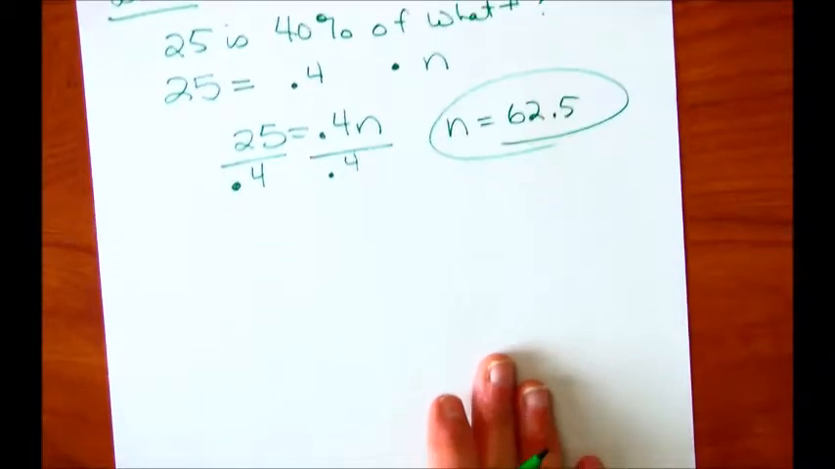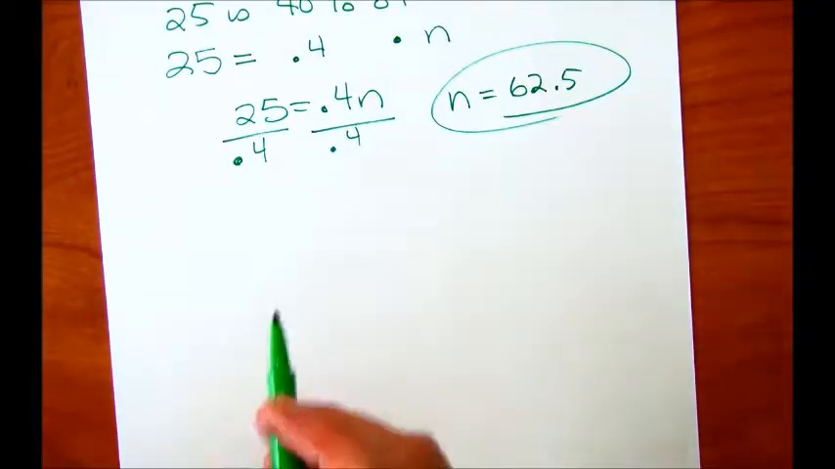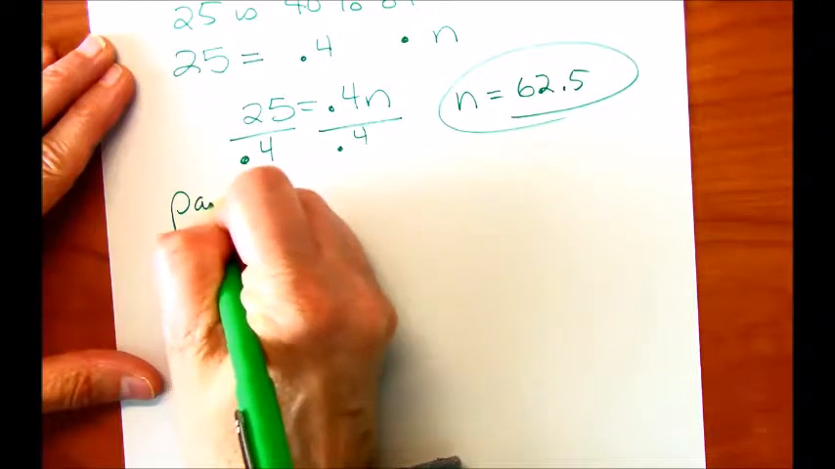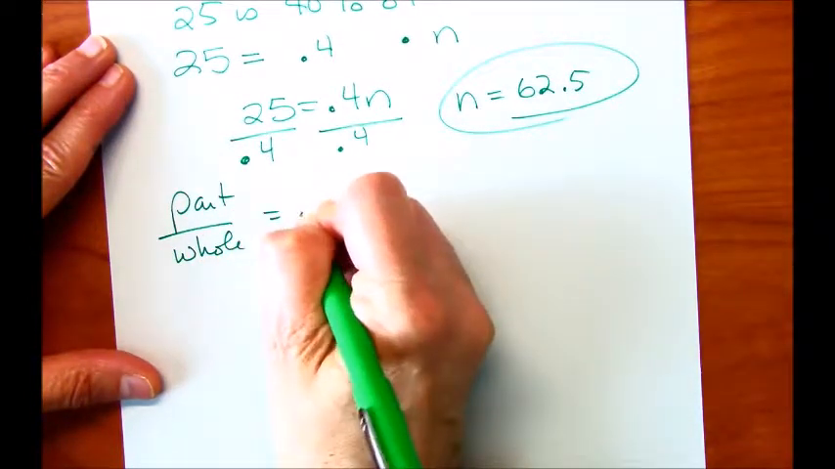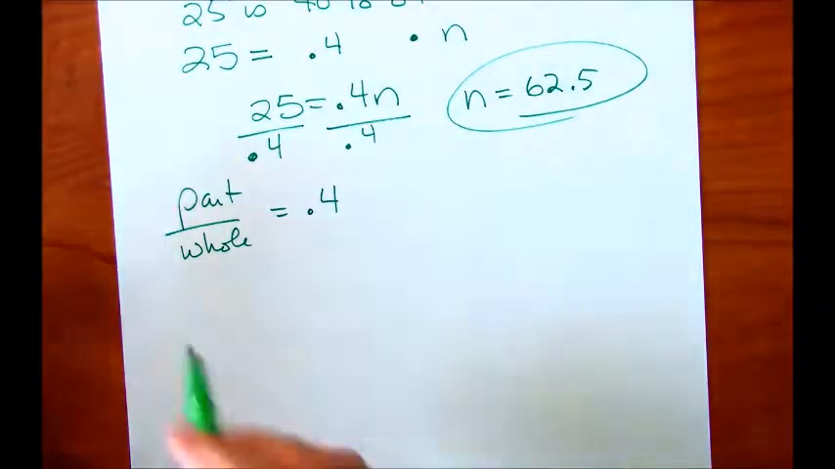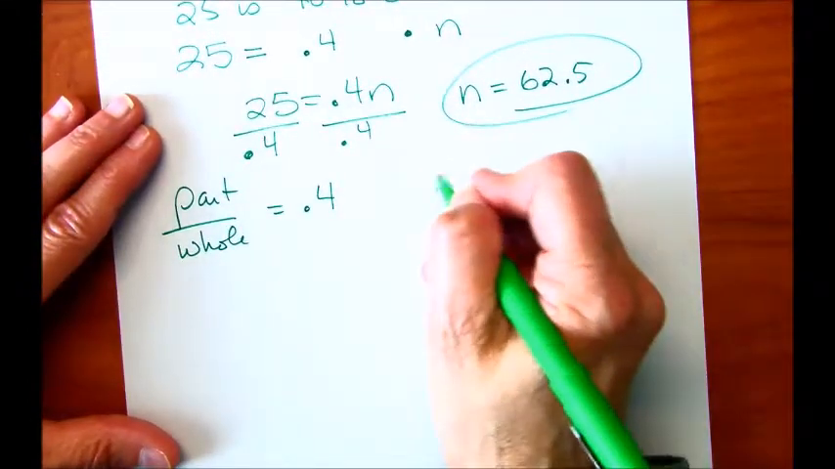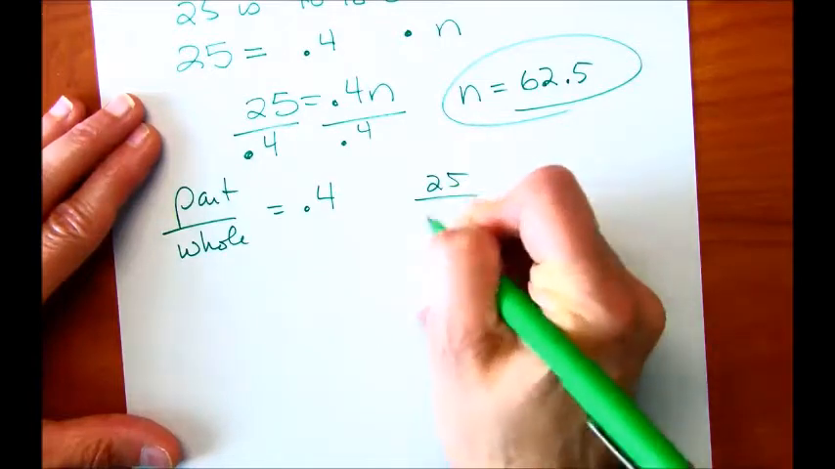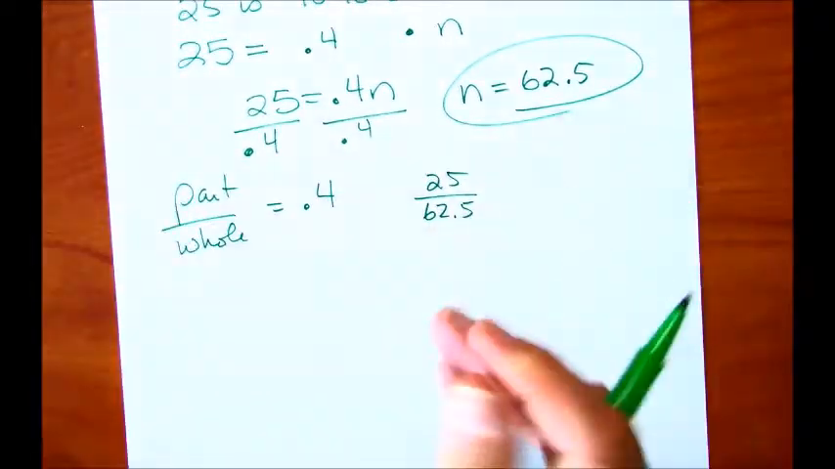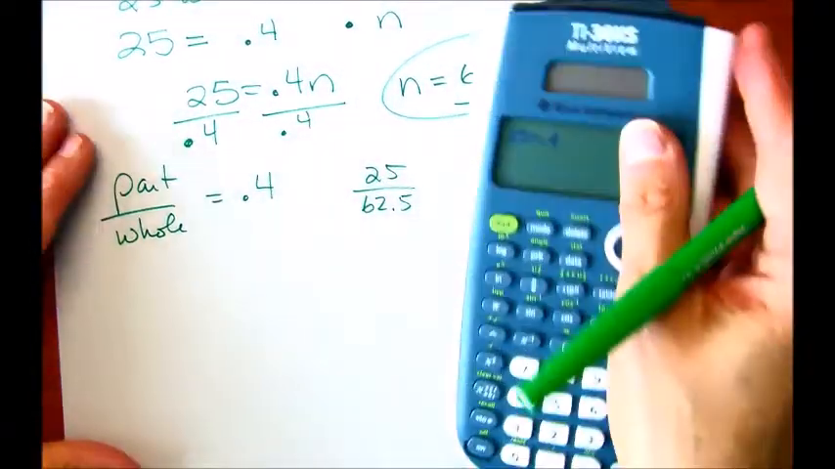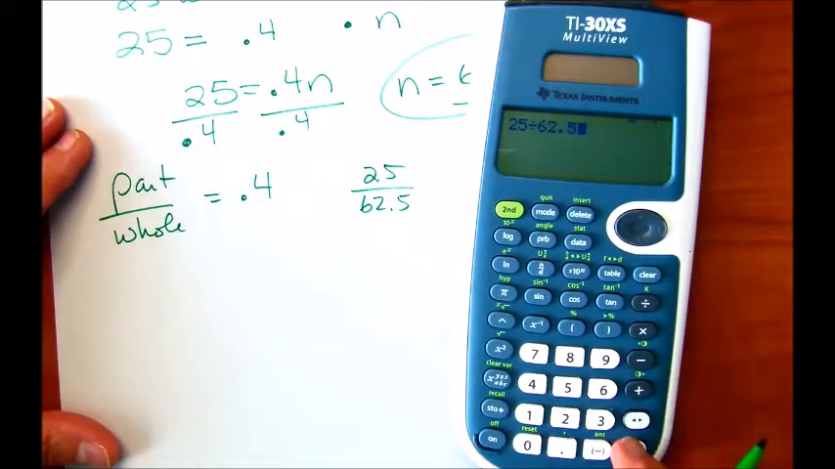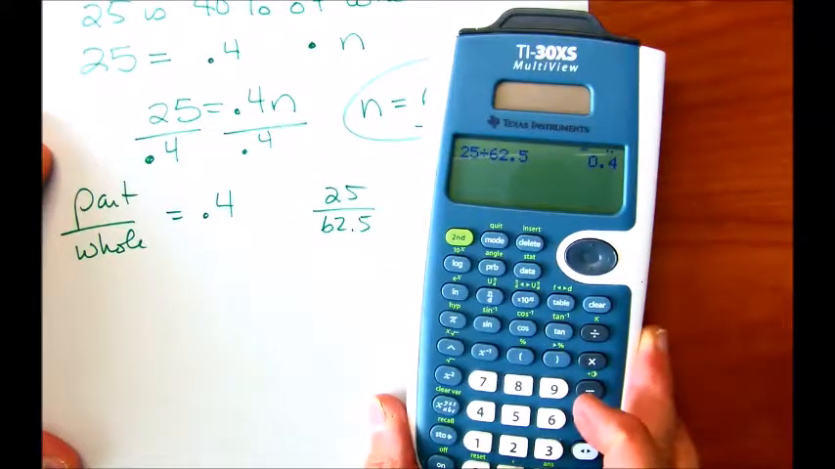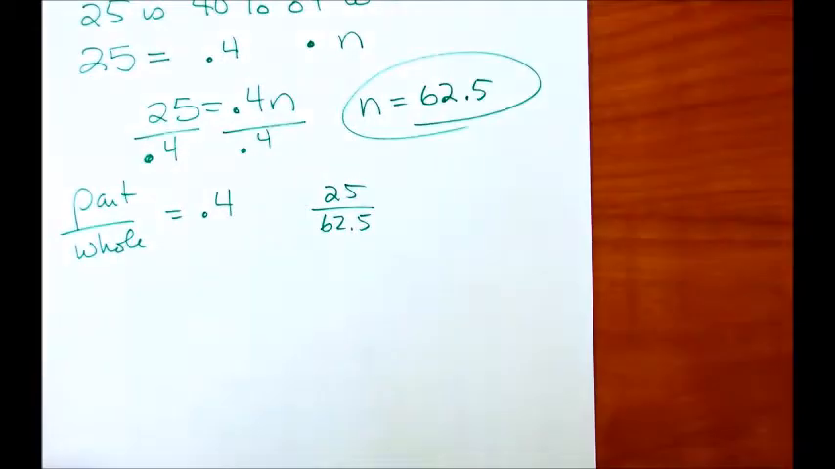And if you wanted to double check, because part divided by whole will give you the rate, it should give you 0.4. Let's plug that in. Let's say we have 25 divided by 62.5. Let's see what we get. We should get 0.4. And sure enough, we get 0.4, which of course we can make into 40% by multiplying by 100.